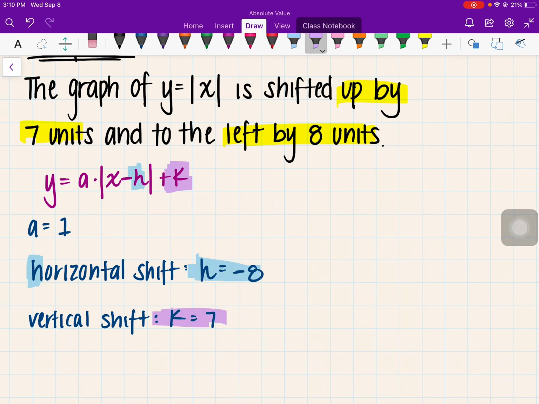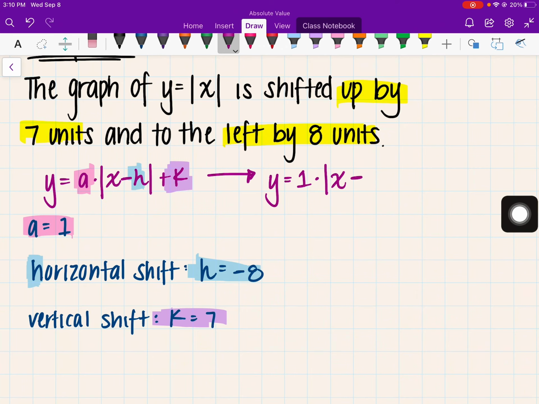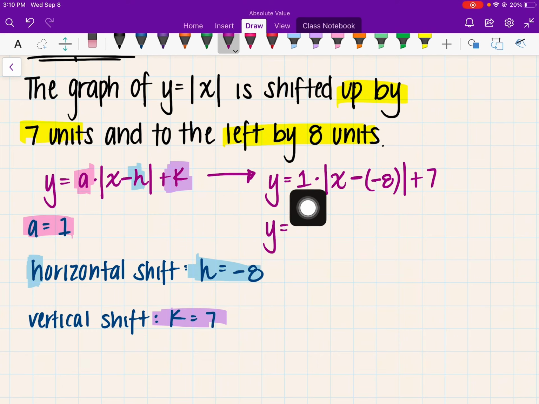So let's go ahead and substitute these values, guys. Once again, we have a, h, and k. So from here, we have y equals 1 times the absolute value of x minus, once again, the equation called for a minus, so that's why I have a minus, a negative 8, plus a 7. So we do have to simplify this out because we have double negatives here. So we have y equals, I'm not going to put the 1 in this case, guys. If you multiply anything by a 1, it's still going to be the same thing, so it's not going to change.